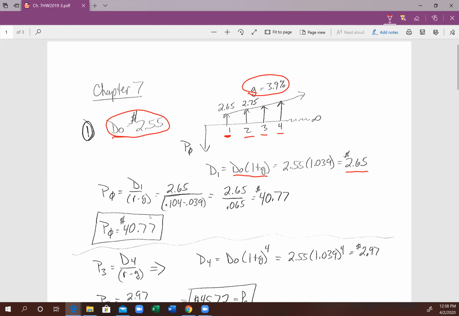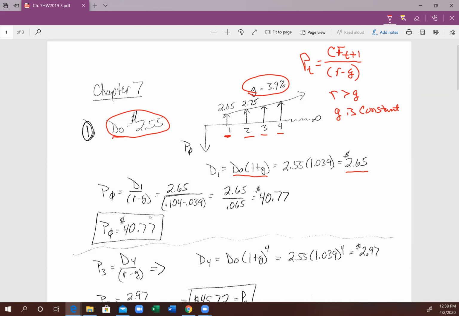Since this is a constant growing perpetuity, we can use this equation, which is our constant growing perpetuity equation. Which basically says the price at any time t is equal to the cash flow at t plus 1 divided by r minus g. That is only true if r is greater than g and growth is constant and perpetual. And this is exactly what we have in this simple problem.